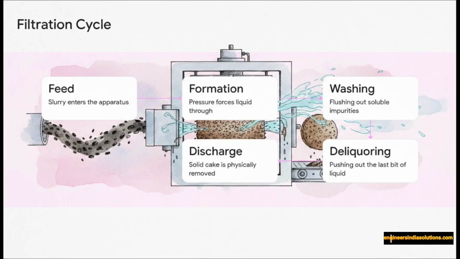The whole cycle breaks down into these 5 steps. It begins with a feed, bringing the slurry in. Next up is cake formation, where pressure forces the liquid through and leaves the particles behind. Then we have washing, to flush out any soluble impurities still hiding in the moisture, followed immediately by deliquoring to squeeze out those very last drops. And finally, the discharge step removes the solid product completely from the machine.